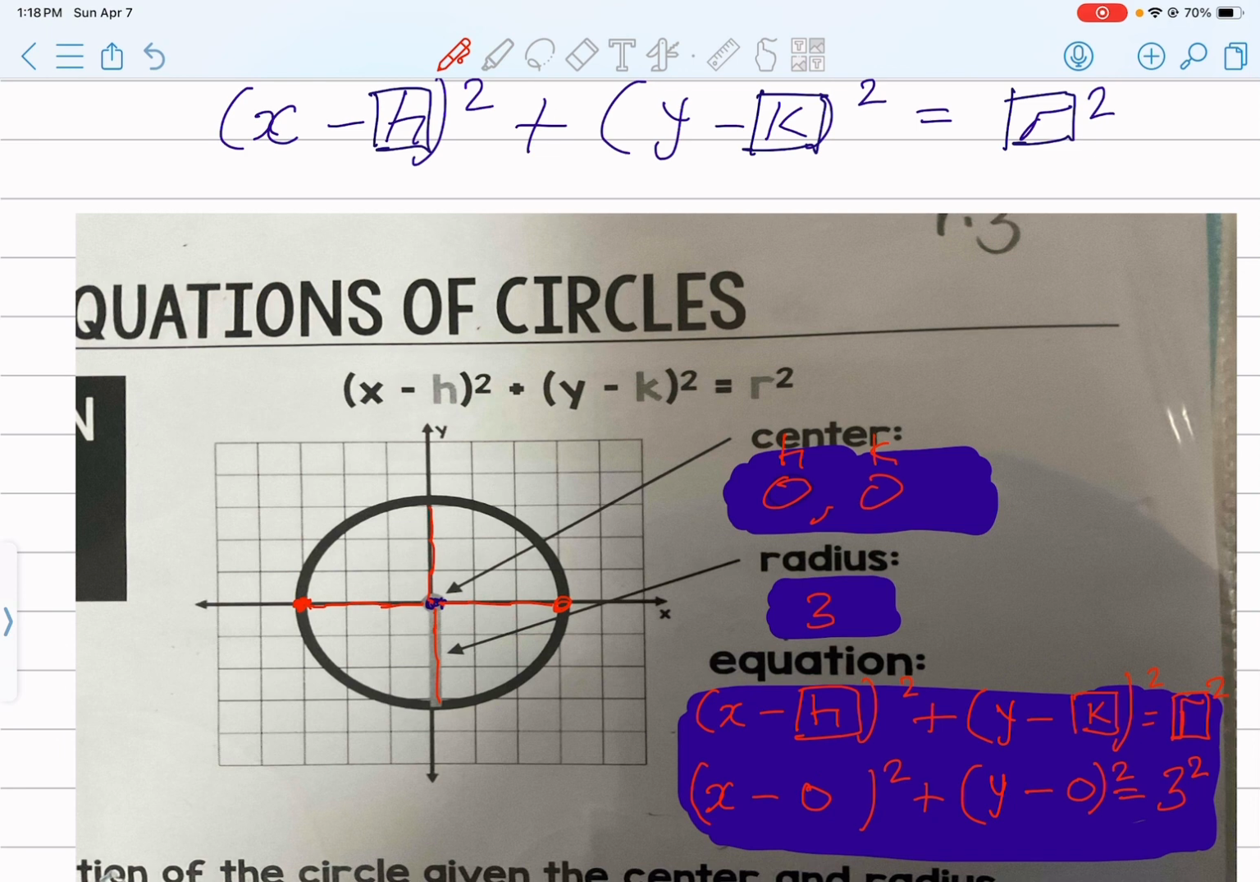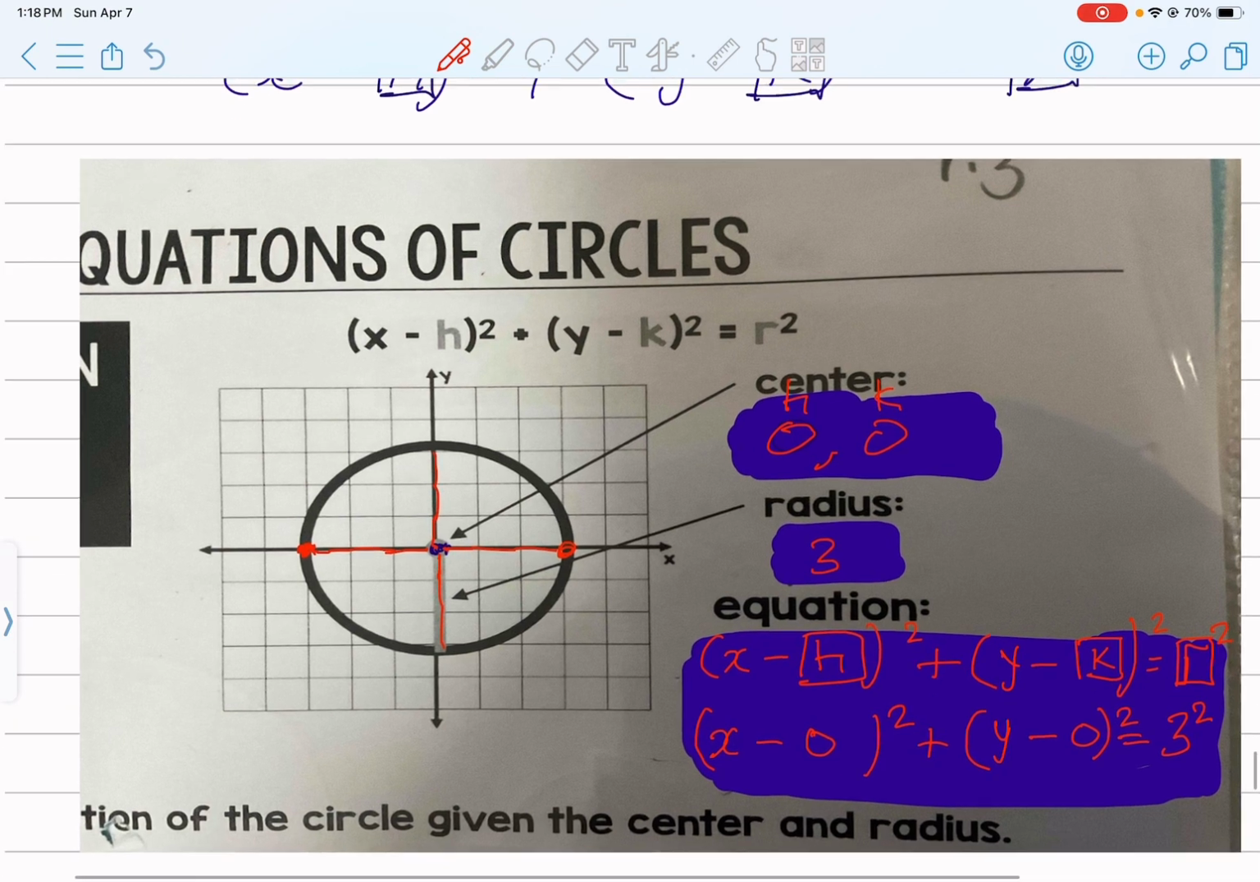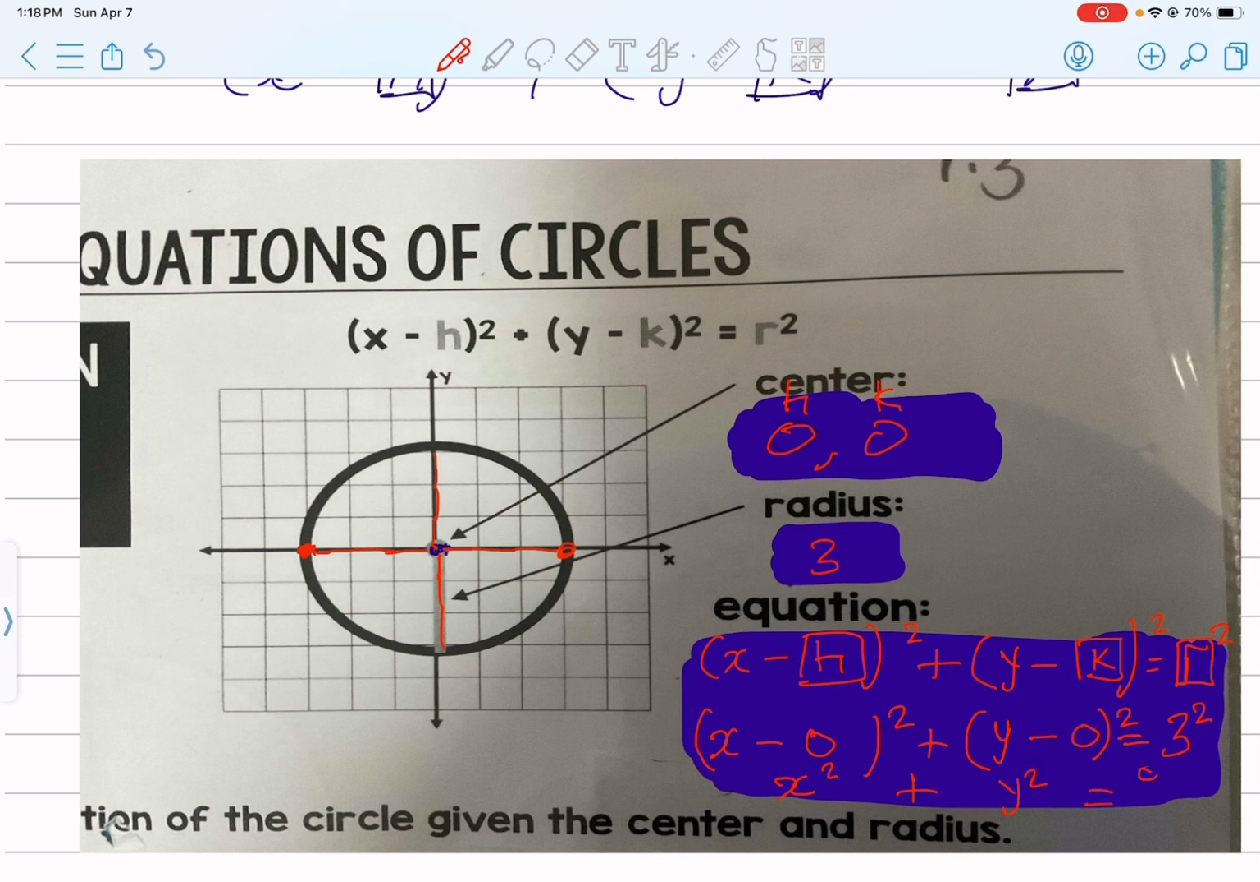Yeah. Now we can simplify this even a little further, because x minus 0 is just what? x squared. Plus y minus 0 is what? y squared. And we can write 3 squared as what? 9. So on your multiple choice, be careful. One of your options might be x squared plus y squared equals 3. It could be x squared plus y squared equals 6. Be careful, okay? Watch out for that.